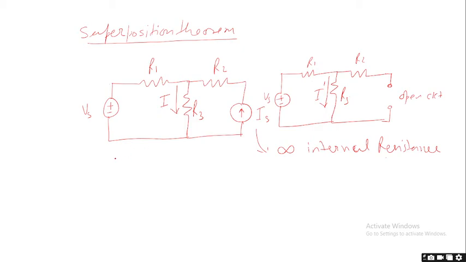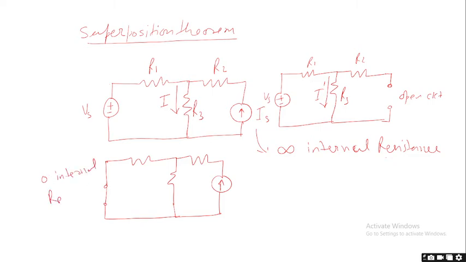In the next step we'll use the current source only and we will deactivate the voltage source. Voltage source deactivation means replacing the voltage source by a short circuit. Why is it replaced by a short circuit? Because a voltage source is having zero internal resistance, ideally zero internal resistance, and zero internal resistance means short circuit.